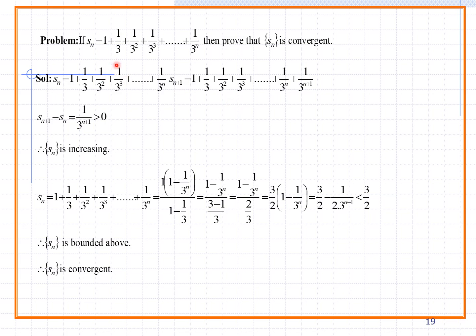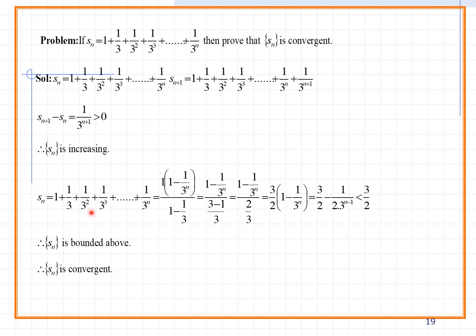Sn means what is that? 1 plus 1 by 3 plus 1 by 3 square plus 1 by 3 cube, so on 1 by 3 power of n. N is replaced by n plus 1, you got it like this, up to 1 by 3 power of n plus 1. In both sequences you do the subtraction, you got 1 by 3 power of n plus 1. Why? Because up to 1 by 3 power of n is cancelled. Finally you got 1 by 3 power of n plus 1. This is a positive value. Once it is a positive value, you got an increasing sequence. Whether the given sequence is increasing or decreasing, once the sequence is bounded, automatically it is convergent.